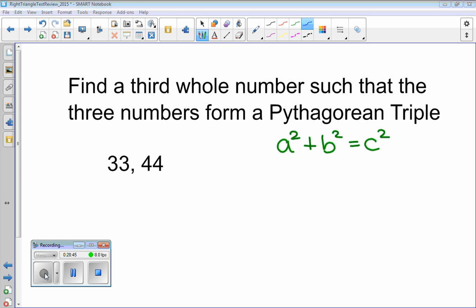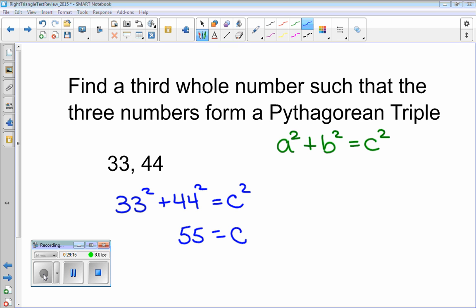So let's try. We're going to say 33 squared plus 44 squared is equal to c squared. Try your best to go ahead and solve that equation for c. Tell me what c would be. If it's a decimal, it doesn't work. This is not the correct way to do it, and I'll show you the other way. But try it first. So yes, this does actually end up working. C is going to be 55.